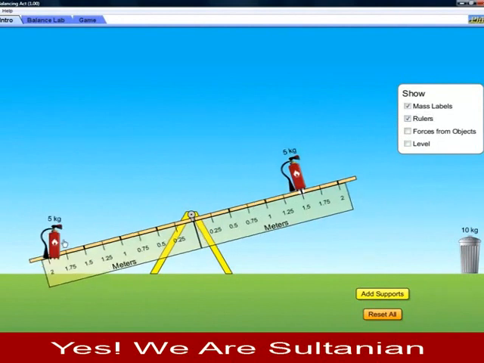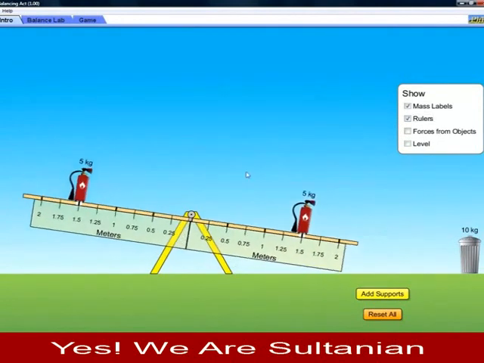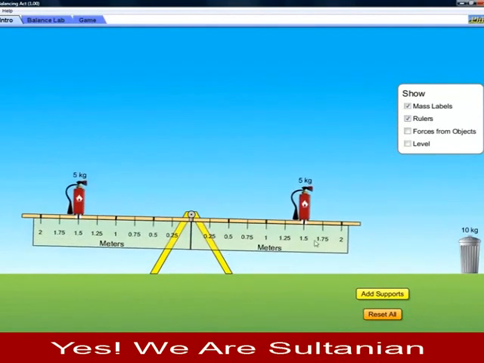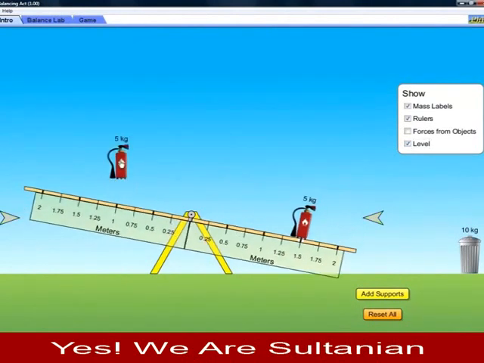So if I move this to 1.5 meters, we have the same moment on each side. This one a clockwise moment, trying to turn it this way. This one an anti-clockwise moment, trying to turn it this way. Seesaw is level. Move this one in.